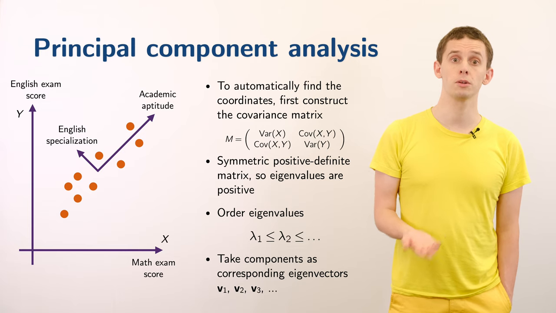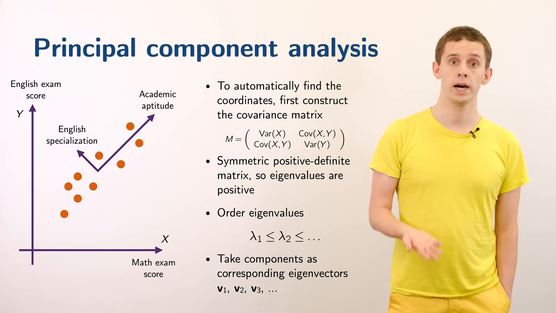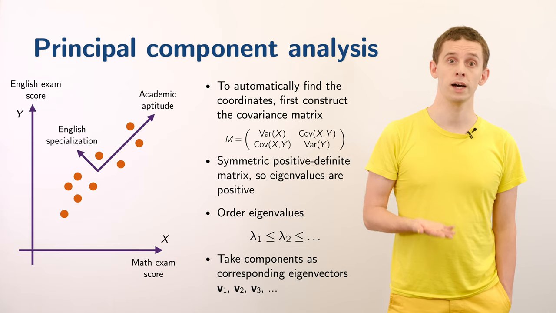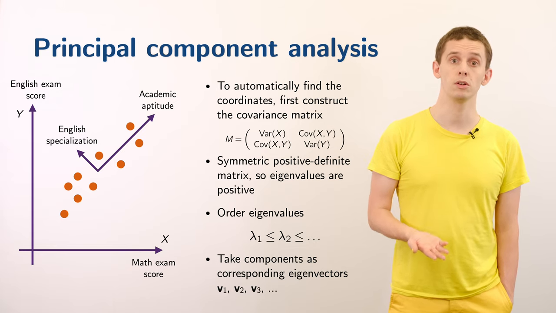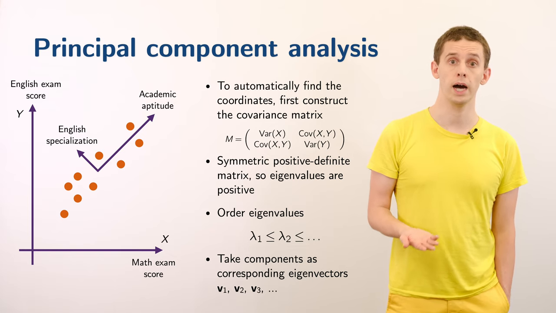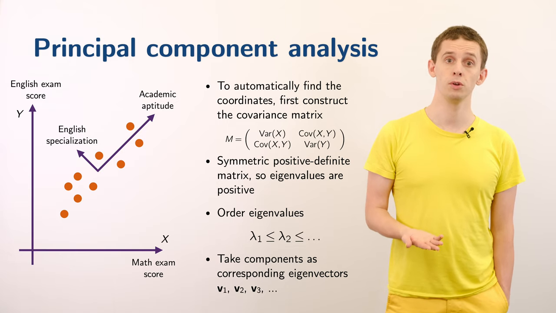Principal component analysis allows us to automatically find axes like this. Suppose that the math score is called X and the English score is called Y. Then we would first construct the covariance matrix of X and Y that we could call M. And that matrix M will be symmetric positive definite by construction. And therefore, we know that it has positive eigenvalues, and the eigenvectors will be orthogonal. So we could define the eigenvalues to be lambda 1 greater than or equal to lambda 2 greater than or equal to lambda 3 and so on, and corresponding eigenvectors v1, v2, v3 and so on. And we'll now look at a direct mathematical connection between this setup and the singular value decomposition.